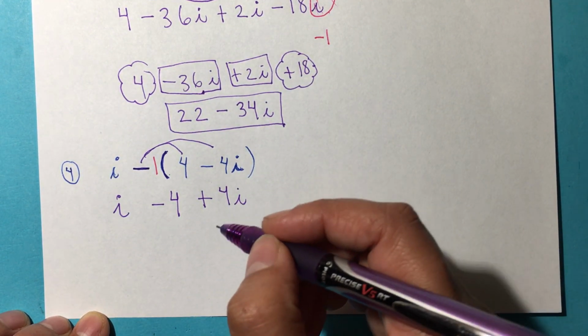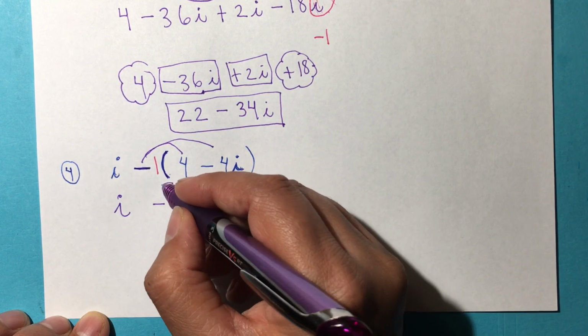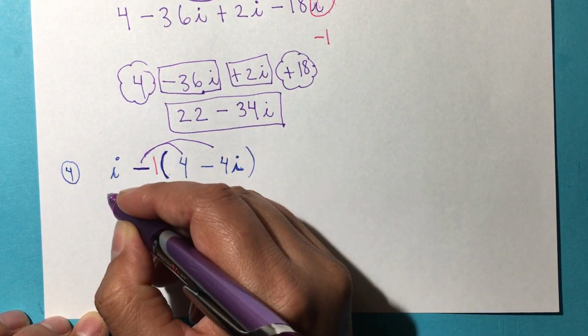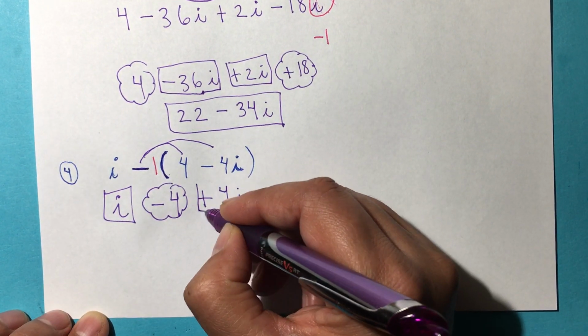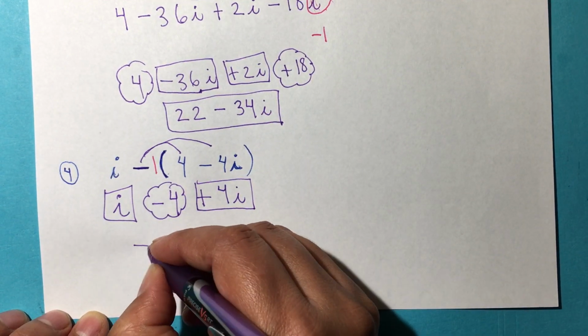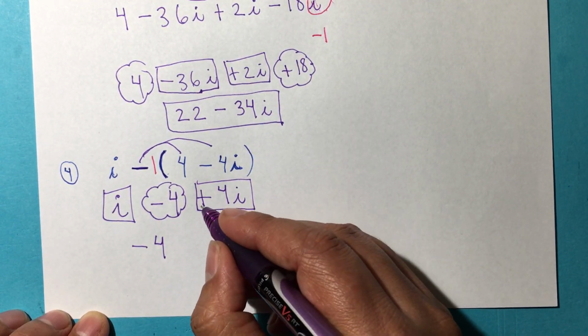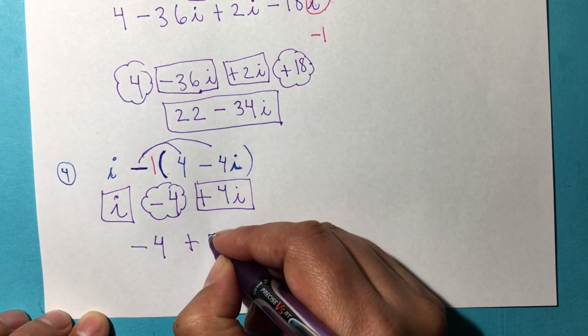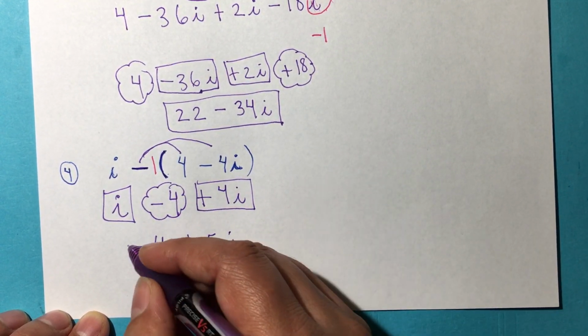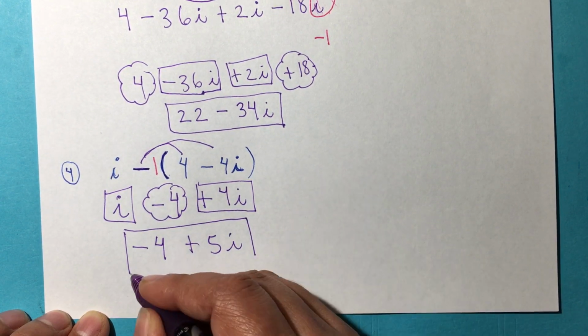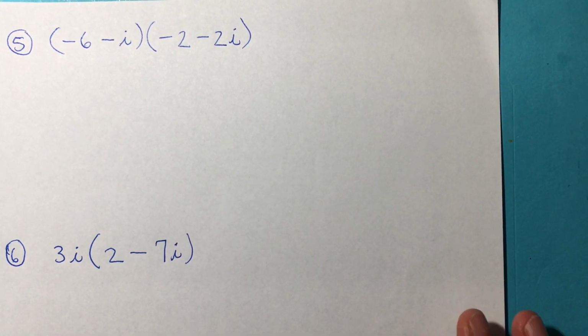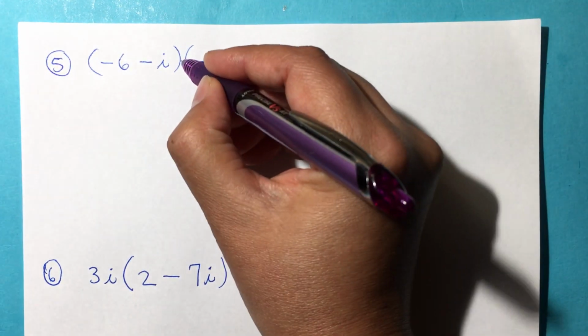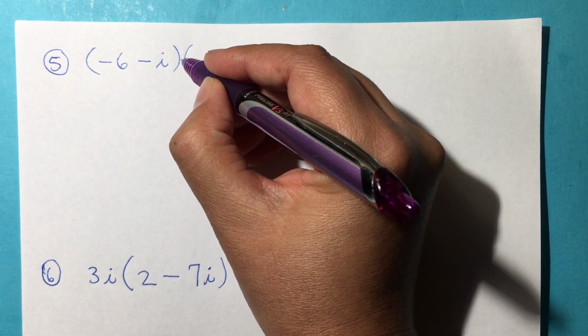We combine like terms. In this case, we only have one constant, but we have two imaginary portions. And so it's going to be negative 4. Positive 1i and positive 4i is going to be positive 5i. And that's my answer. Number 5, we have another multiplication because there is nothing in the middle.